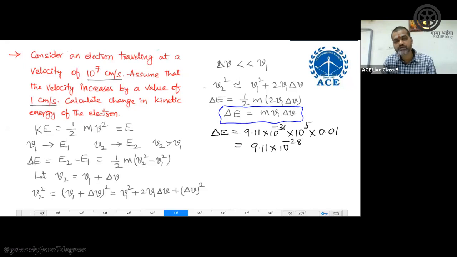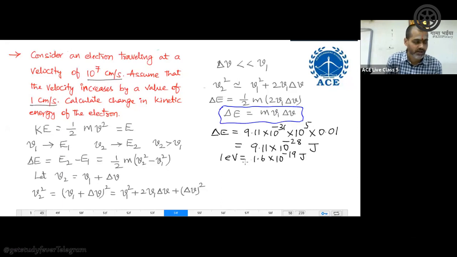What are the units I have to write for the energy now? Is it joules or electron volts? Whether I have to write joules or electron volts, it is joules, because I am taking kg here, so it should be joule. Now we know 1 electron volt is equal to how much? 1 electron volt is 1.6 into 10 power minus 19 joule. So based on that you convert.